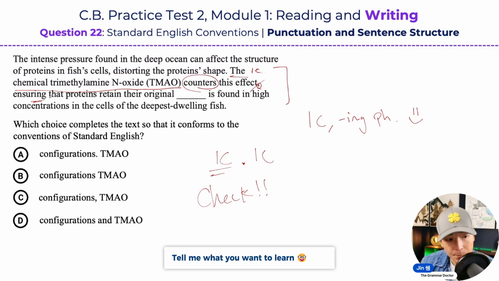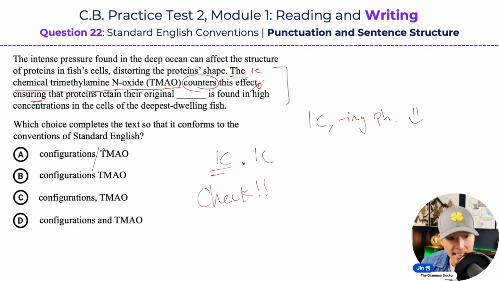Okay, so I'm just going to read to figure out where that ends, right? So this is ensuring that proteins retain their original configurations. Okay, so I know that I have the period here. Now I know that I have a complete sentence, right? Because I have an independent clause, a subject, verb, and a complete thought, right? So my thought finishes here. So now I do have an independent clause there.